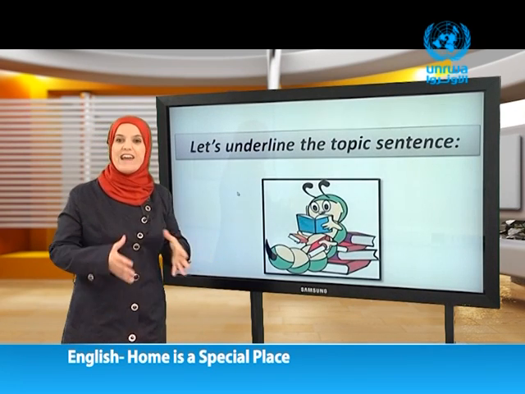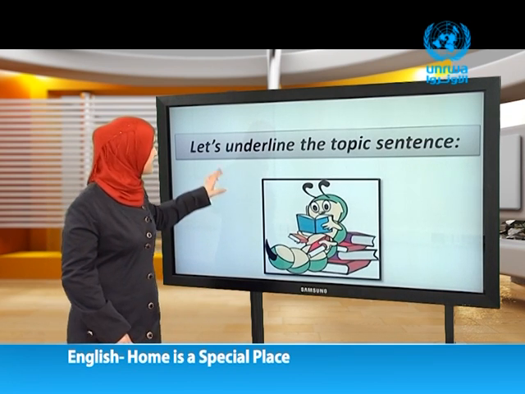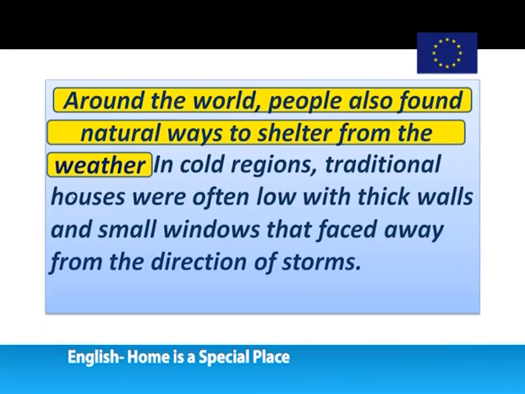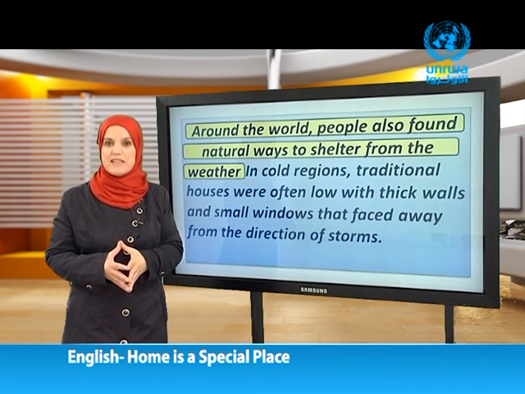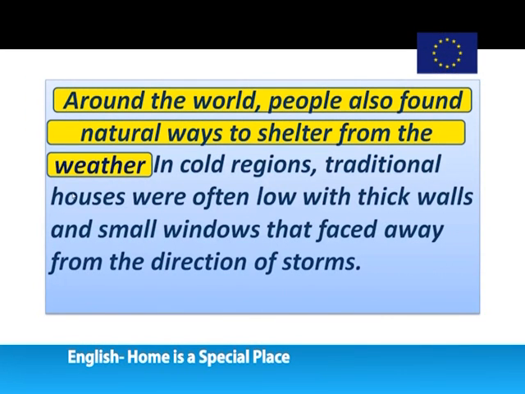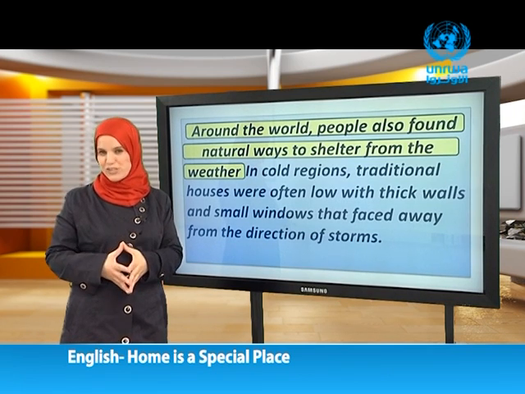Now, where is the topic sentence? The topic sentence is this one, the first sentence in the paragraph. Around the world, people also found natural ways to shelter from the weather. This is the main idea, and this is the topic sentence. And notice the other sentences support this sentence and provide examples in cold areas and in hot areas. Now, let's answer some detailed questions.